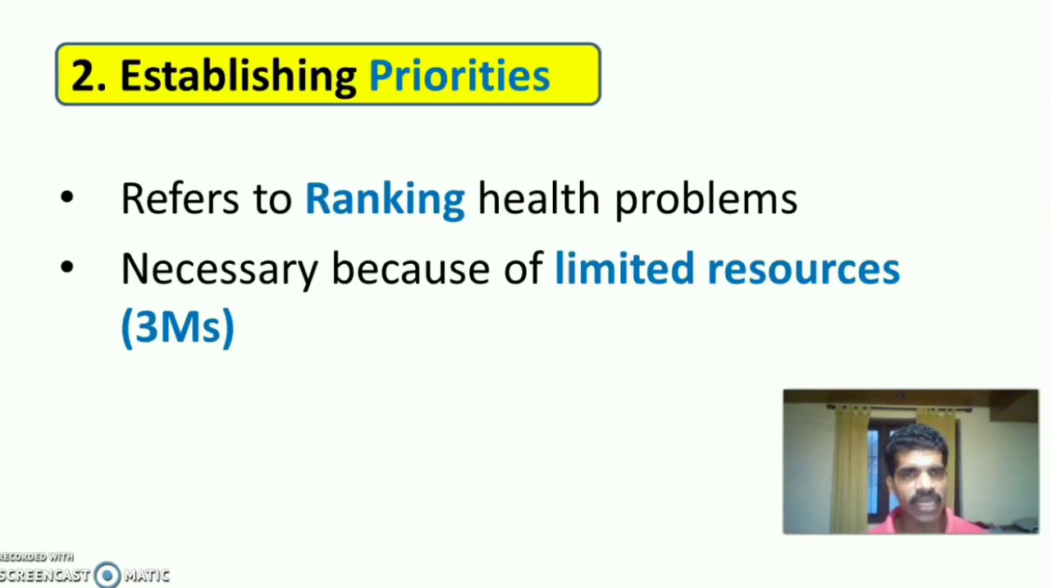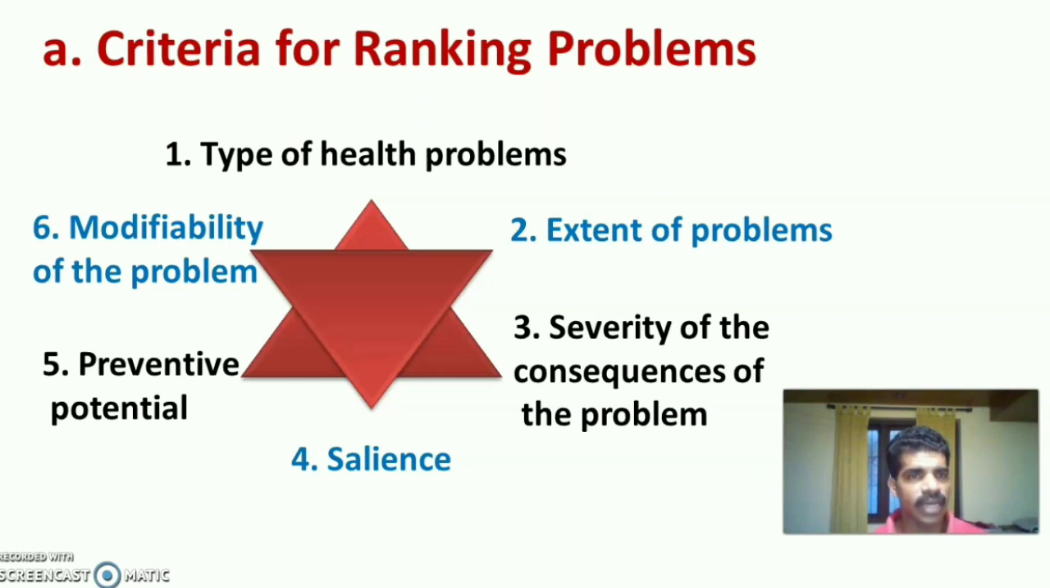The second step is establishing priorities. Establishing priorities refers to ranking of the health problems. It is necessary because of the limited available resources: man, money, material. Criteria for ranking health problems includes 6 criteria.